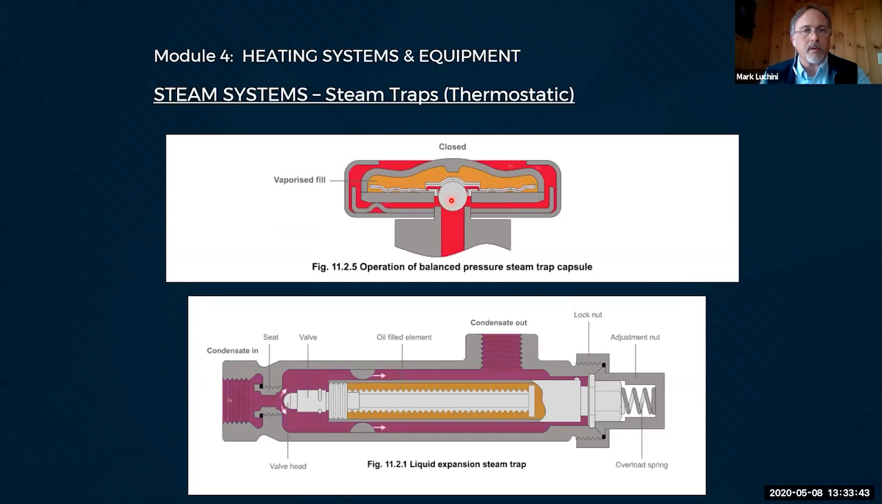can't flow through. Similarly with the liquid expansion trap on the bottom, as condensate's flowing through, the liquid is cool, so the plunger is pulled back. When steam comes through, it heats up the liquid, pushes the plunger, and closes the valve. So those are operated thermostatically with heat, okay?